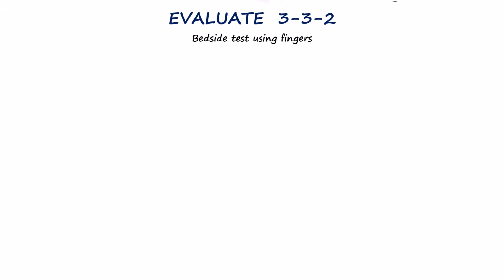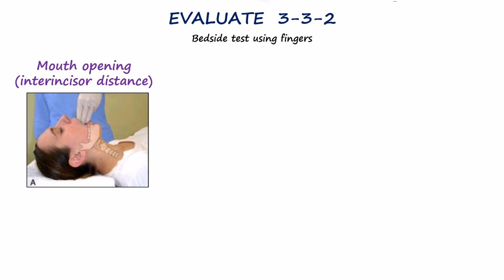Evaluate 3-3-2 refers to the simple bedside measurements used to estimate the available space for laryngoscopy and intubation. This rule involves 3 sequential measurements performed with the head in a neutral position. The first step is measuring mouth opening. The patient is asked to open their mouth as wide as possible, and the assessor places their own fingers or uses the patient's fingers vertically between the upper and lower incisors to estimate the gap.